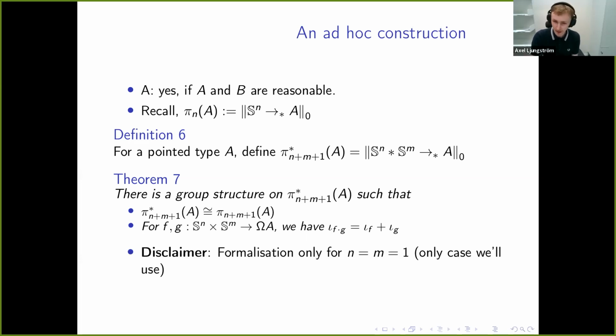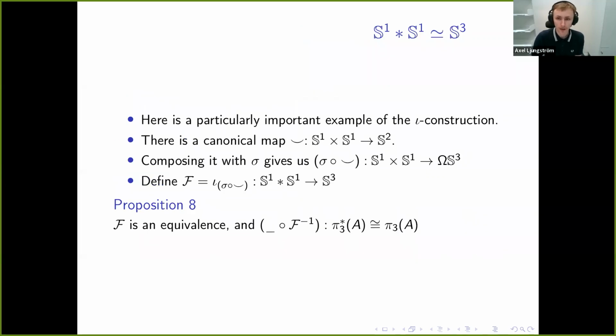So disclaimer, I've only formalized this for n and m equal to 1, but that's actually the only case we need. I also assumed that A was 1-connected, I think, because I was being very lazy, but you shouldn't have to do that. Okay, but let's talk a bit more about this iota construction.